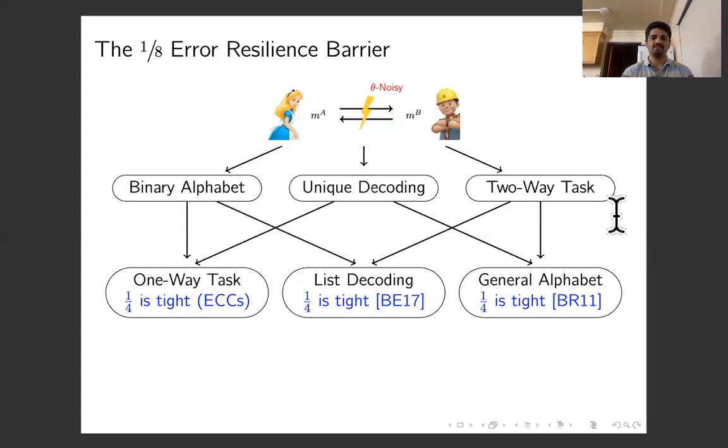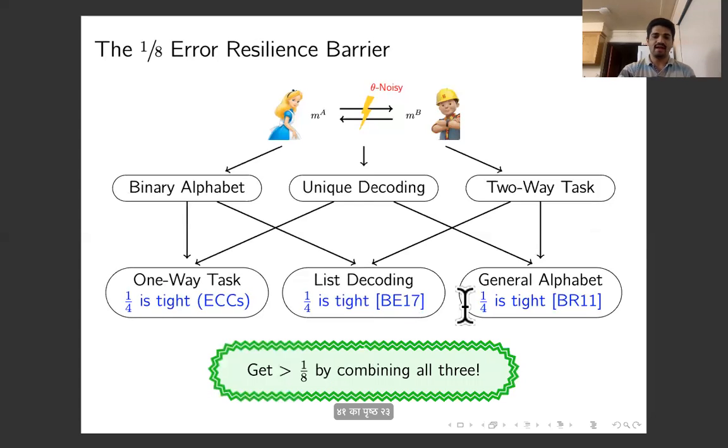And our protocol, which gets error resilience better than 1/8, actually shows that you can get an advantage by combining all three of them together. Even though you cannot get anything by combining these two, or these two, if you combine all three of them in the way our protocol does, you get error resilience 5/39, strictly larger than 1/8.